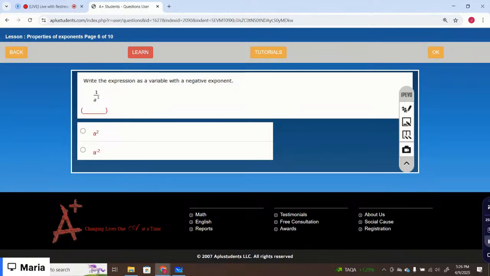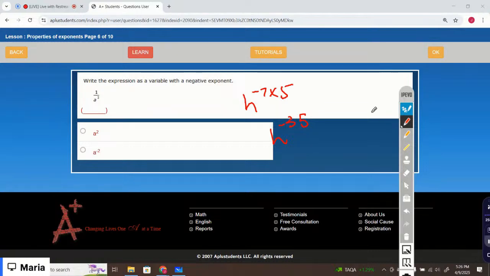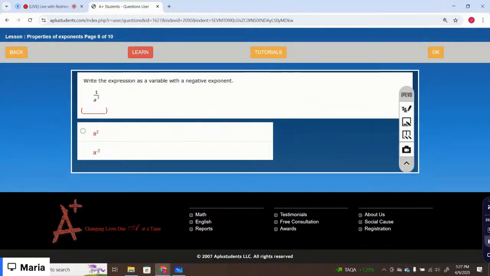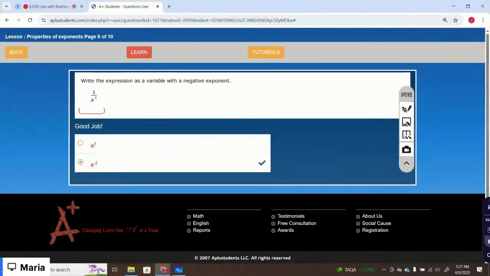Write an expression as a variable with a negative exponent. So a square is in the denominator. You can write it in the numerator with a negative exponent. That is like this: 1 over a square equals a exponent negative 2. Option number 2 is the correct option.